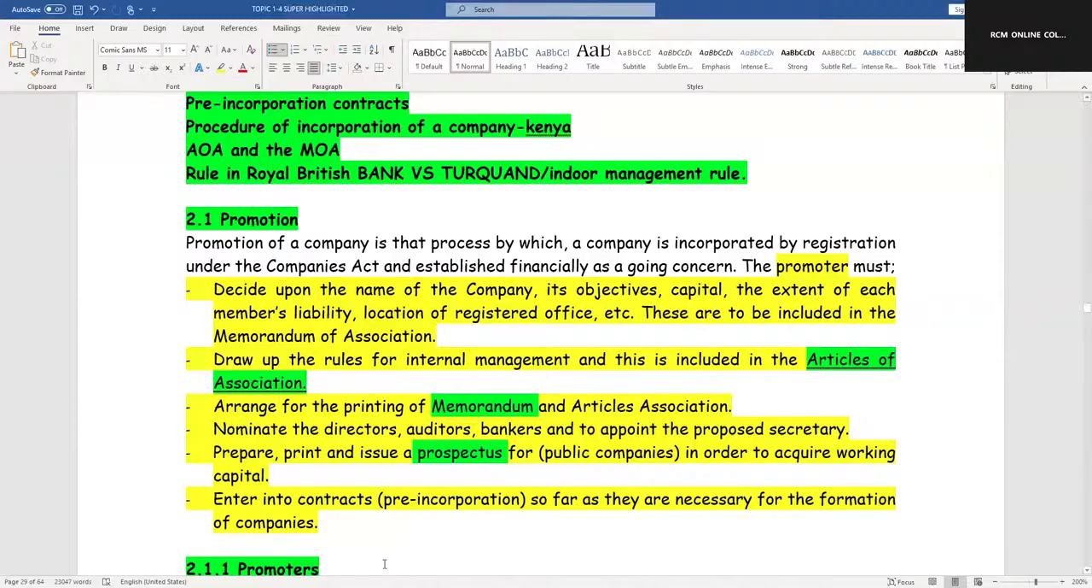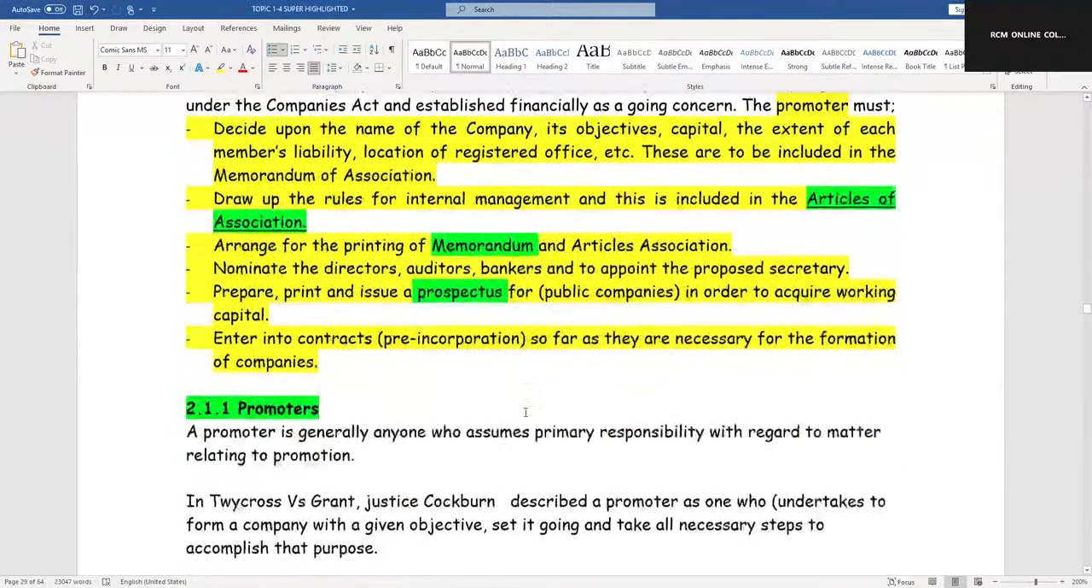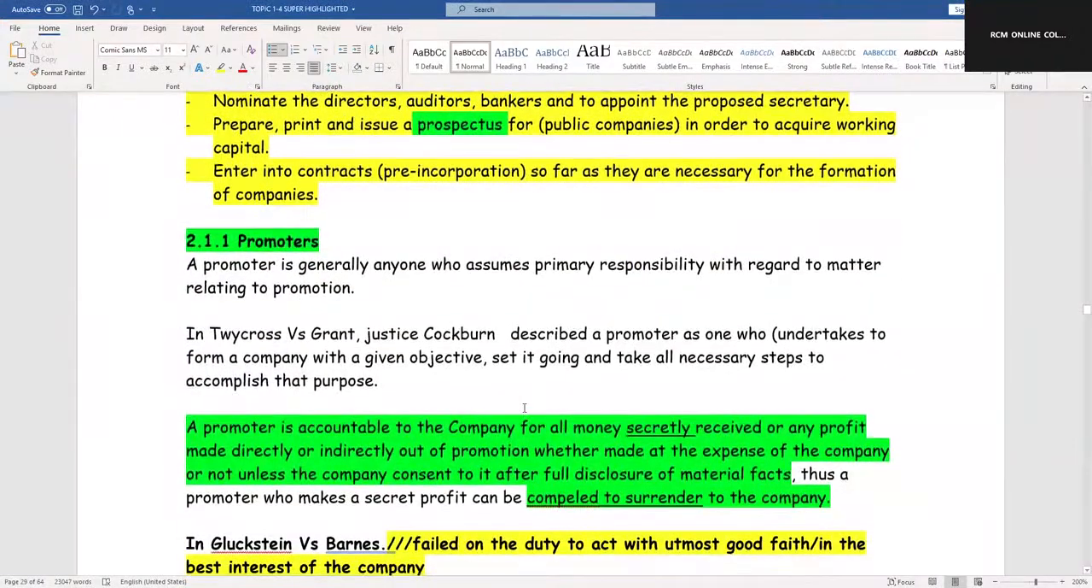So this promoter, when he's undertaking all these procedures, has to act with what we call utmost good faith. What do you mean by utmost good faith? He has to act at all times in the best interests of the company. For example, when it comes to contracts to be entered into, there shouldn't be dubious contracts that will make the company liable later on after formation. So he has to conduct himself with utmost good faith.